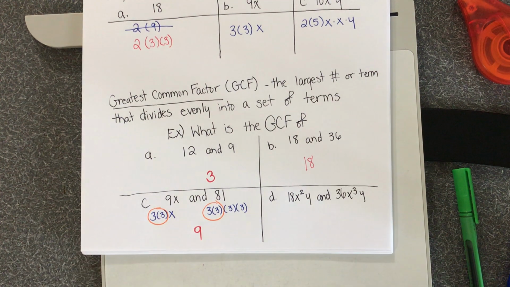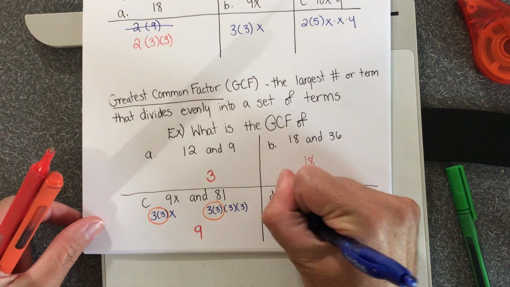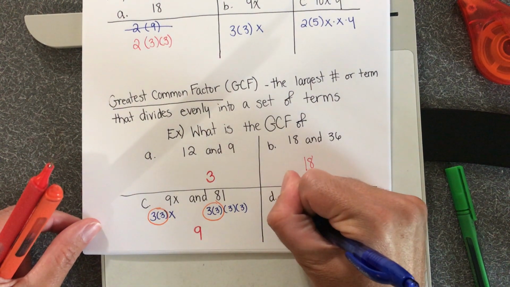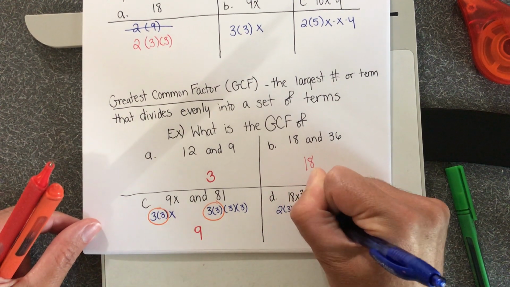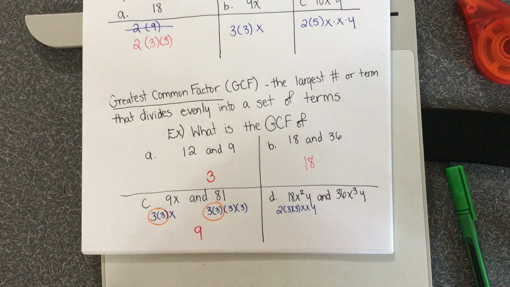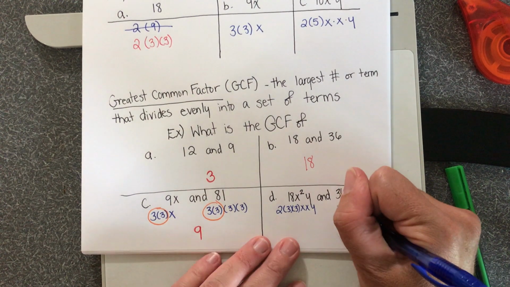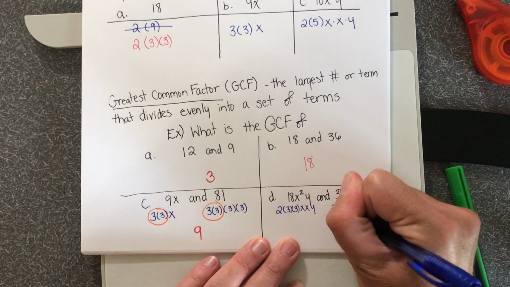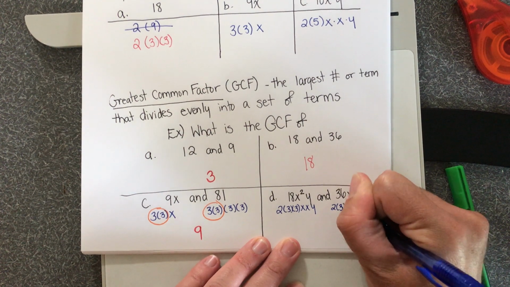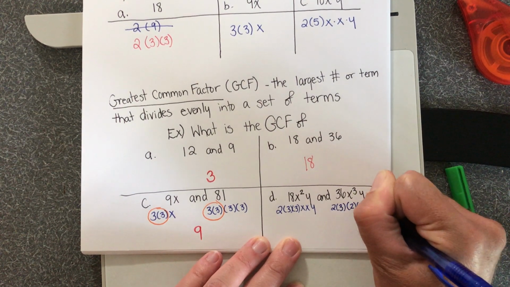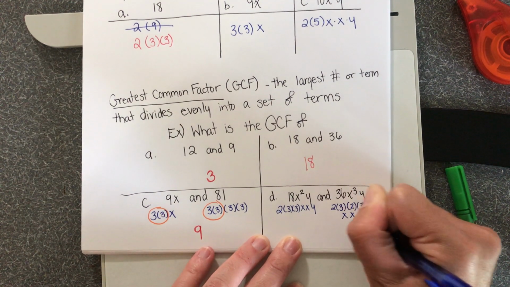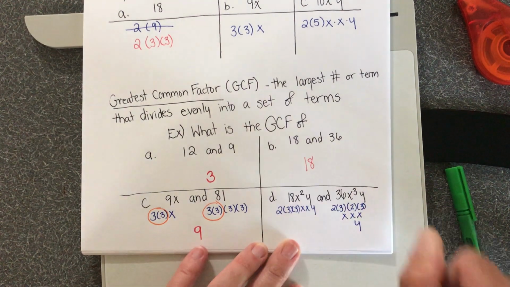So in this example, if I break down into factors, 18 is 2 and 9, and 9 is 3 and 3. Then I have the x's and the y. And then 36 is 6 and 6. 6 is 2 and 3, and 2 and 3. And then I have the 3 x's and the 1 y.